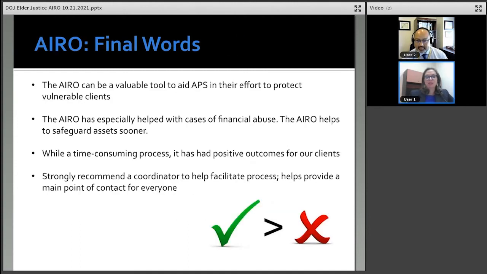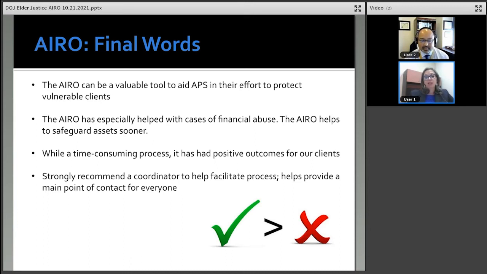I'll only stay a second on here because we really highlighted these, but we definitely want to push that the AIRO can be a valuable tool to aid APS in our effort to protect our vulnerable clients that we work with. We have learned that it is also especially helpful with financial abuse because it helps us to safeguard someone's assets sooner.